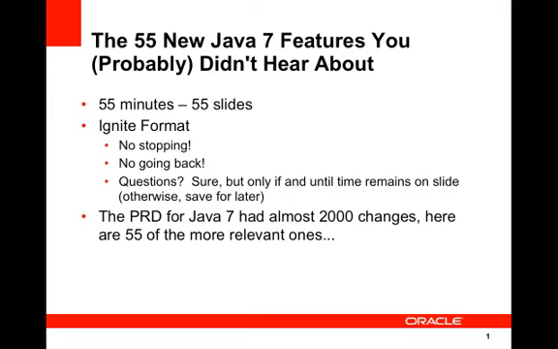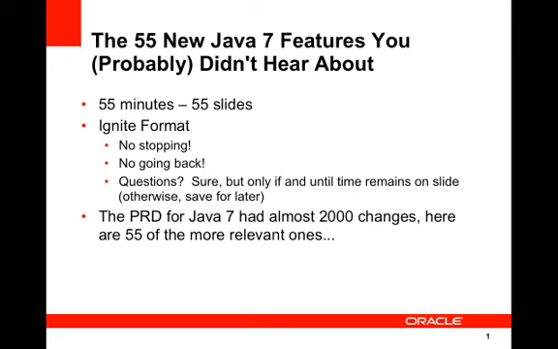Normally when we do this presentation, it takes about 55 minutes, 55 slides. We do this in a very quick format. We go through the slides, and when the minute is up, we go from there. But when we take a look at this, the PRD for Java 7 had almost 2,000 changes. And we're going to talk about 55 of the better ones that are in there.